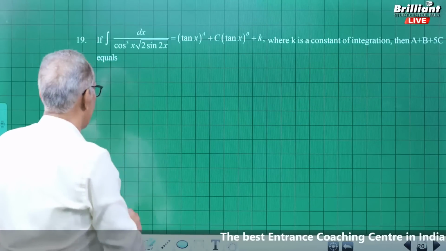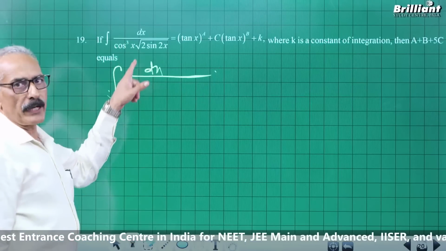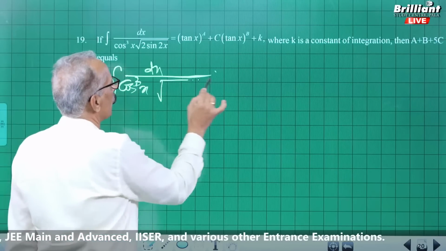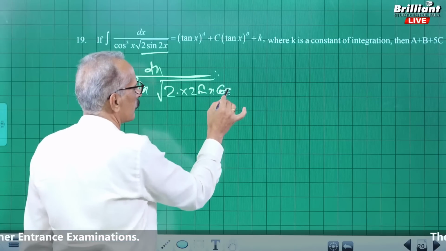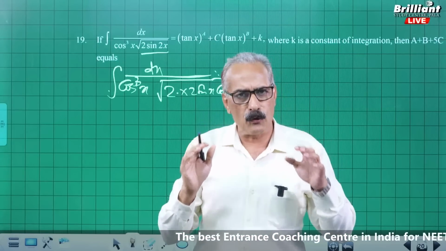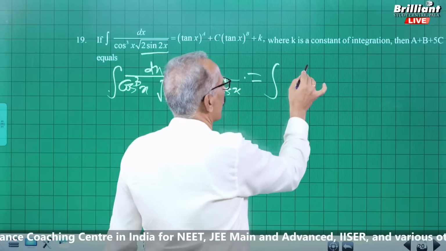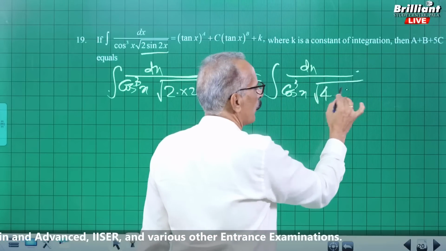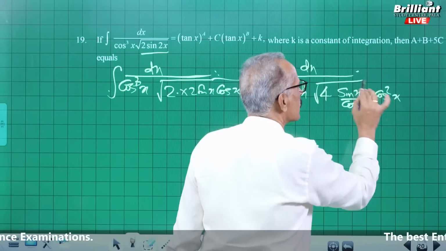This is integral dx divided by cos cube x into root over 2 sin 2x, that is 2 into 2 sin x cos x. Many a time I told you, whenever you have sin x and cos x inside the root, make the sin x into tan. So this is equal to integral dx divided by cos cube x into root over 4 into sin x by cos x into cos square x inside the root.